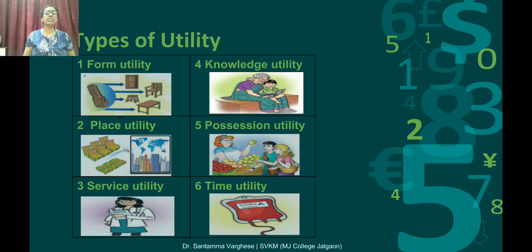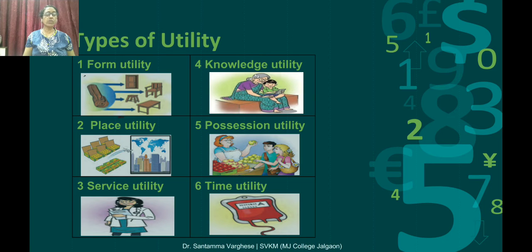Next, it is service utility. You can see the picture, a nurse standing there. Service utility arises when the services of persons are rendered in various professions. Example: the service of a doctor, teacher, nurse, and many others around us. We know that without the help of many persons, we can't be successful. So when we get the service of these people at the proper time, it is useful for us. If not, it will become waste. So that is service utility.